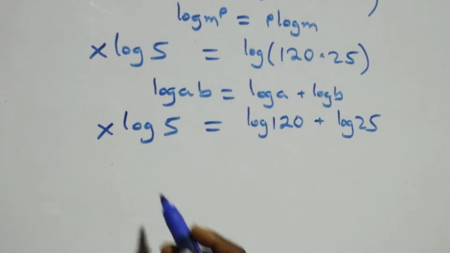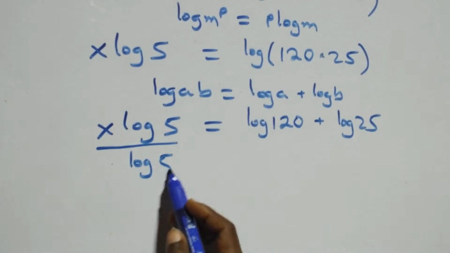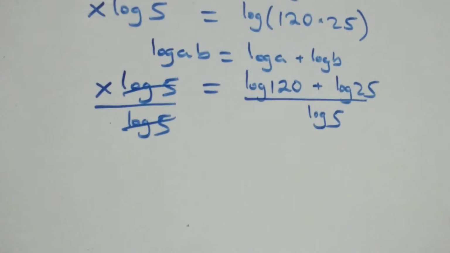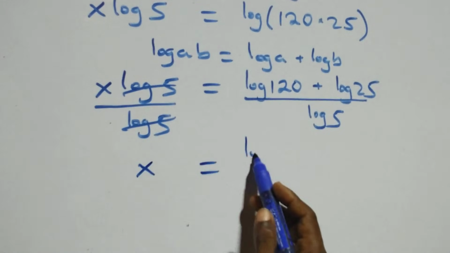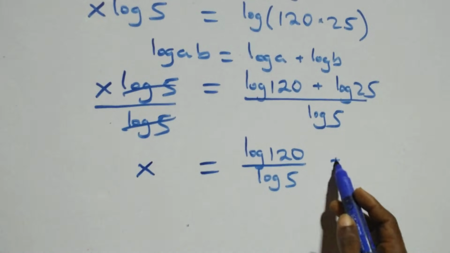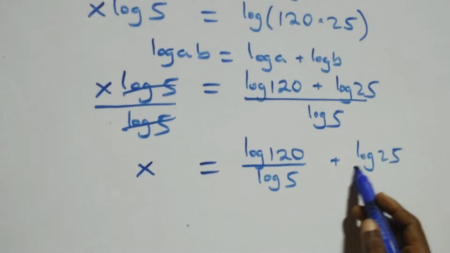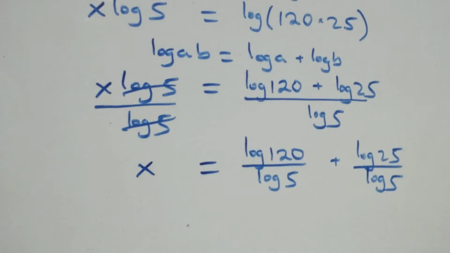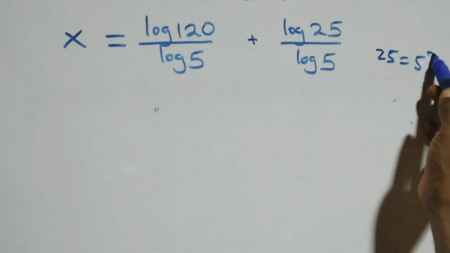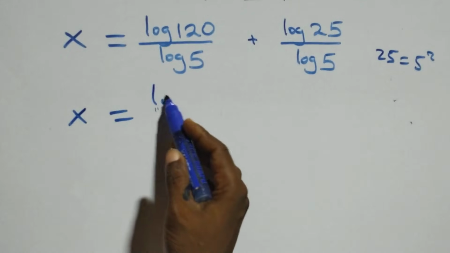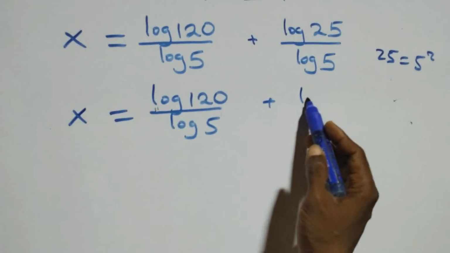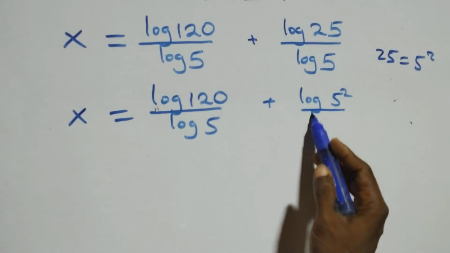And next step, divide both sides by log 5. Here we divide this side by log 5. Also, divide this side by log 5. That is, here, log 5 cancel each other. What we have becomes x equals log 120 over log 5 plus log 25 over log 5. Then, next step here, 25 can be written as 5 times 5, which is 5 squared. And we have x equals log 120 over log 5 plus log 5 squared over log 5.